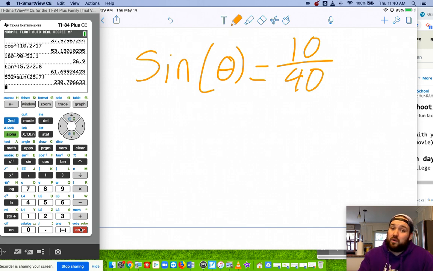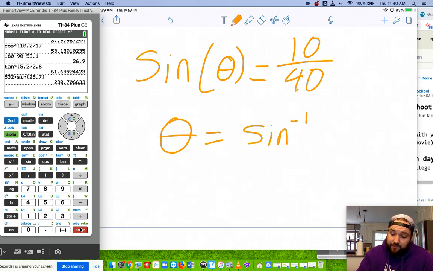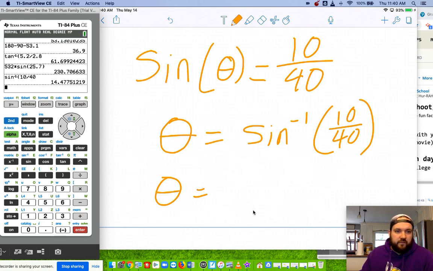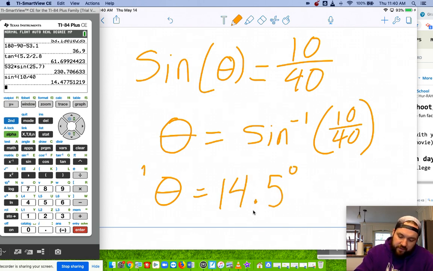If you remember, in order to find an angle, I need to get rid of sine. And in order to get rid of sine, I have to do what's called sine inverse to both sides. So I'm going to type in inverse sine of 10 over 40. Inverse sine 10 divided by 40. 14.47. So if I'm rounding to the tenths place, 14.5 degrees.